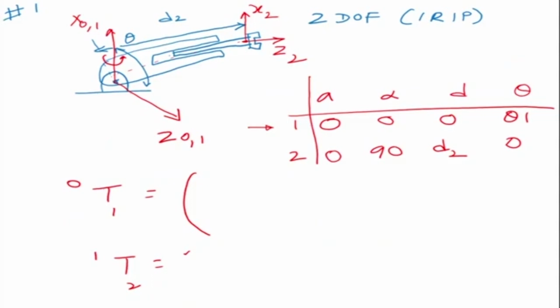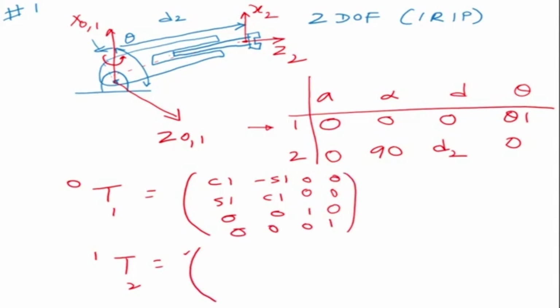So what will this matrix be? This is going to be cos 1, minus sin 1, 0, 0; sin 1, cos 1, 0, 0; 0, 0, 1, 0; and 0, 0, 0, 1. How did I get it? I simply took row number 1 and put it in the generalized matrix. Now, what about row number 2?